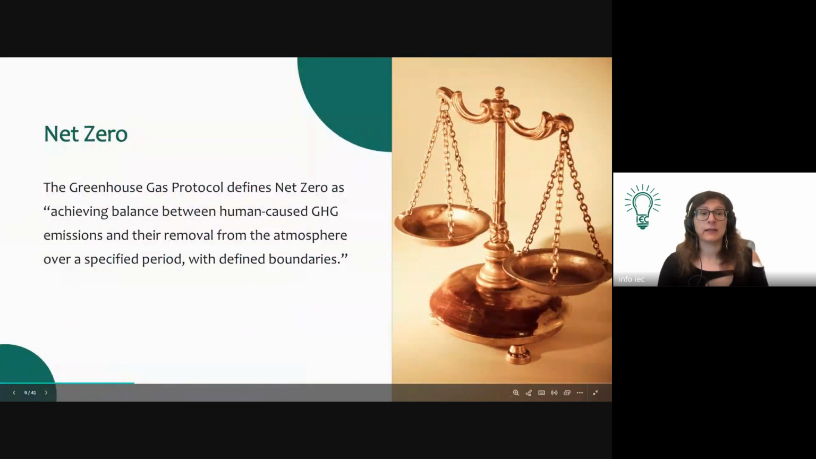Just as a quick reminder, the Greenhouse Gas Protocol defines net zero as when we have achieved a balance between human-caused greenhouse gas emissions and their removal from the atmosphere over a specified period with defined boundaries. And that defined boundaries piece is quite critical to CBAM, because what CBAM is doing is extending those defined boundaries. So governments set policies that create a business case to reduce emissions within their own jurisdiction's boundary. And CBAM is an attempt to extend that beyond those boundaries.